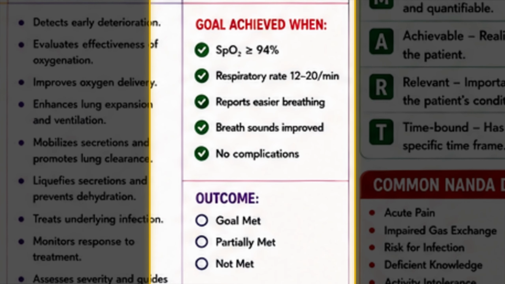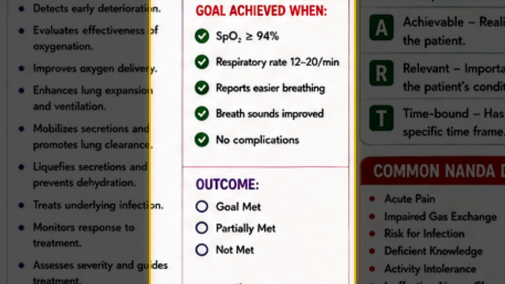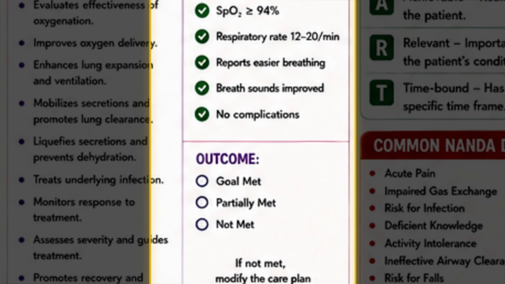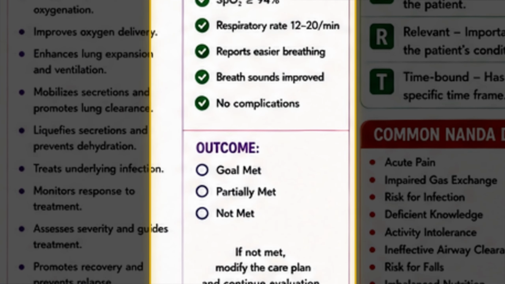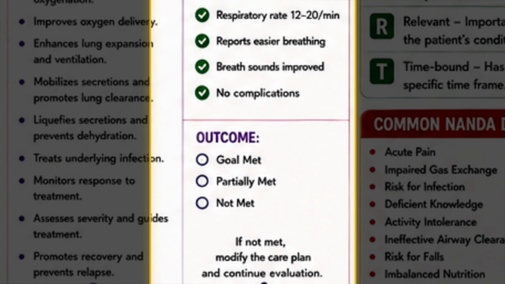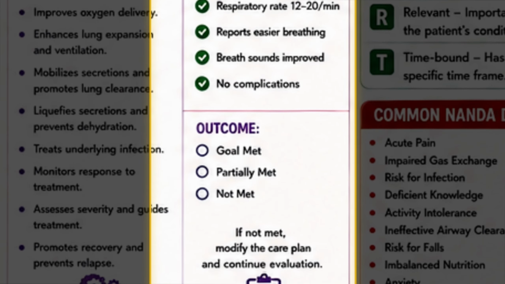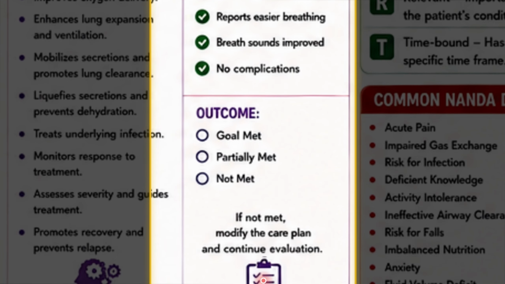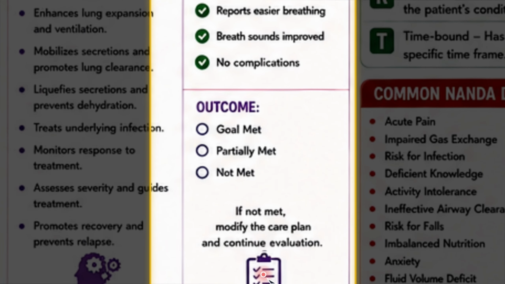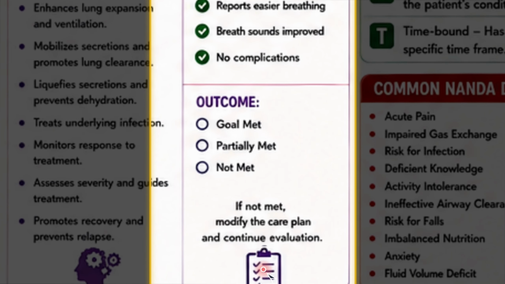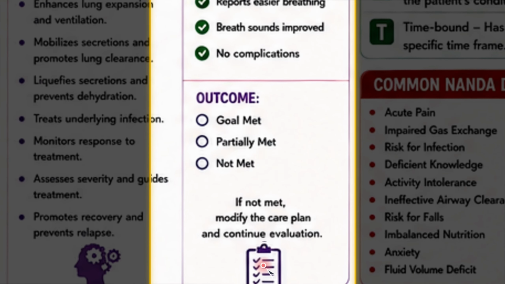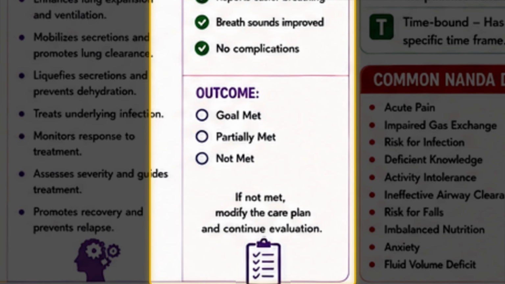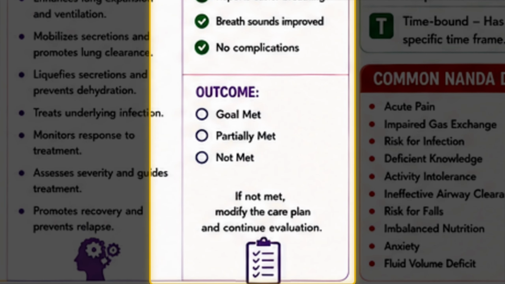0 pulmonary complications have occurred. At the end of our 24-hour timeframe, the nurse selects one of 3 definitive clinical outcomes: goal met, goal partially met, or goal not met. If the outcome is goal met, the specific nursing diagnosis may be resolved. However, if the goal is partially met or not met, the nurse must immediately reassess, identify barriers to recovery, modify interventions or timeframes, and continue systematic evaluation. The care plan is never static. Evaluation ensures continuous adaptation until full health is restored.